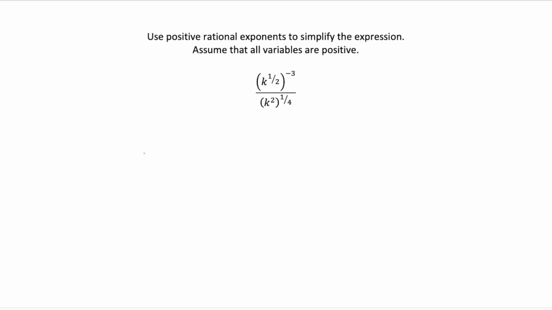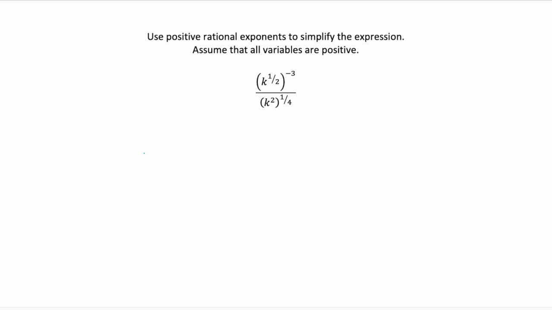Let's look at an example that has a whole lot of exponents going on, and we're asked to simplify using positive rational exponents. So we need to use a lot of our exponent rules for this problem. Here we're asked to use positive rational exponents to simplify the expression and assume that all variables are positive.